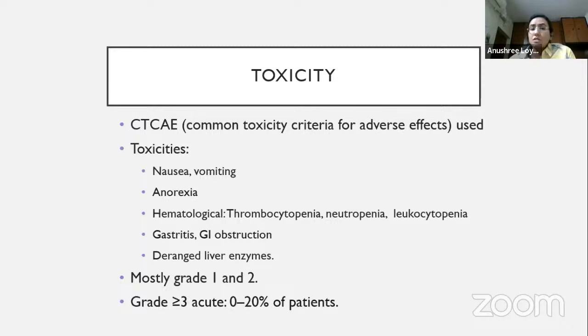And let us see what toxicity we can expect. CTCAE criteria is used to assess the toxicity, and the most common toxicities are nausea, vomiting, and anorexia. In clinics, mostly we see only grade 1 or grade 2 toxicity because we are not using very high doses, and grade 3 is seen only in 0 to 20% of patients as reported in the literature.